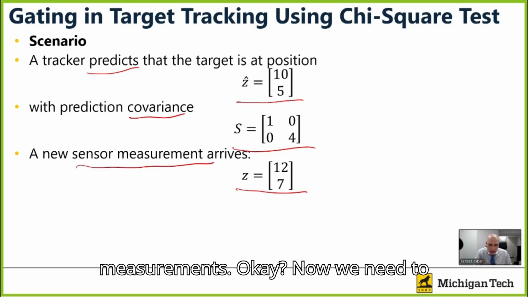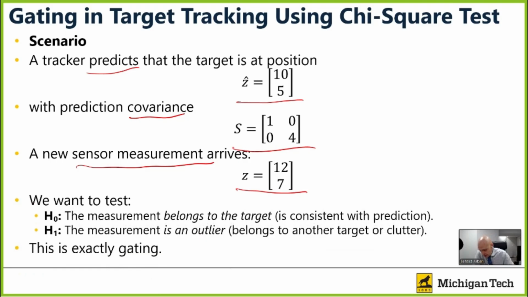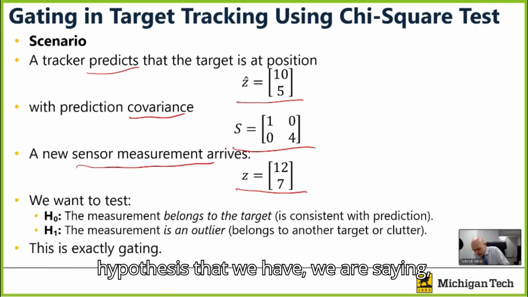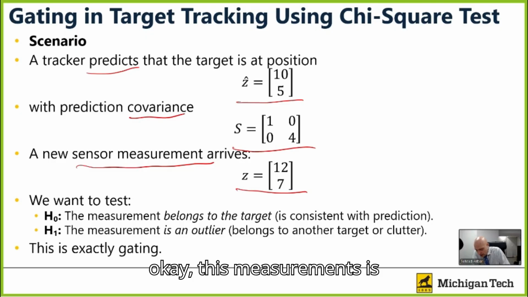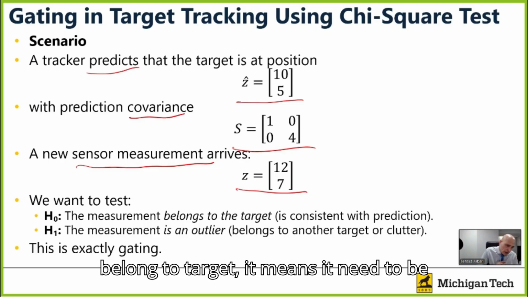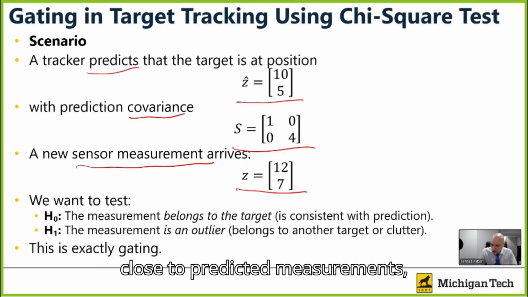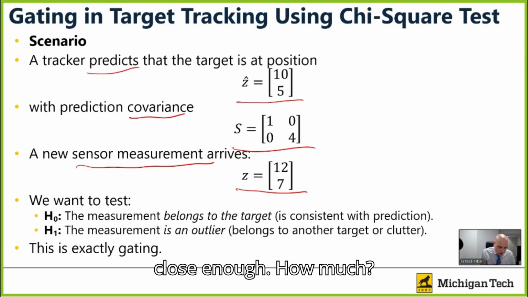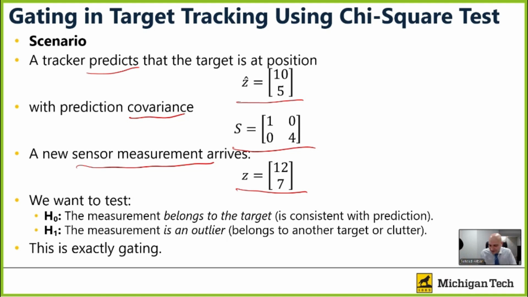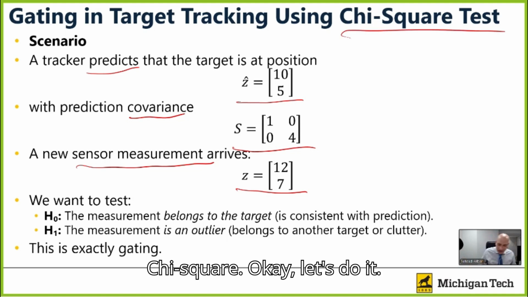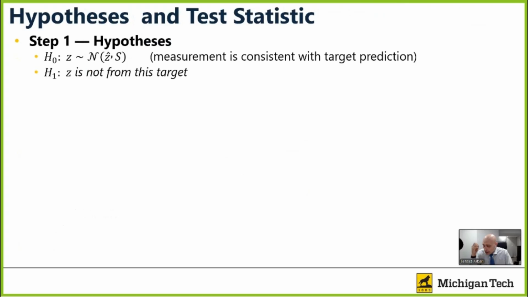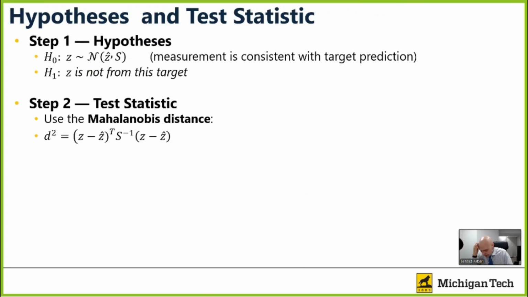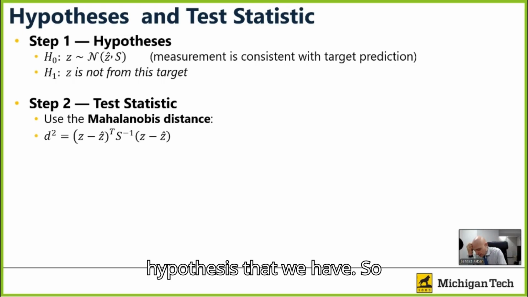Okay, now we need to find Mahal distance. What is the hypothesis? We are saying, okay, does this measurement belong to the target or not? If it belongs to the target, it needs to be close to the predicted measurement. Close enough. How much? Threshold. How is it computed? Chi-square. Okay, let's do it. First, let's do the hypothesis that we have.